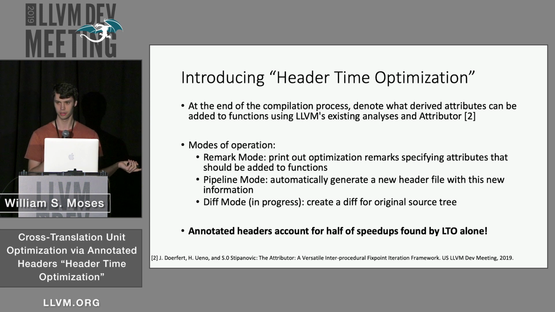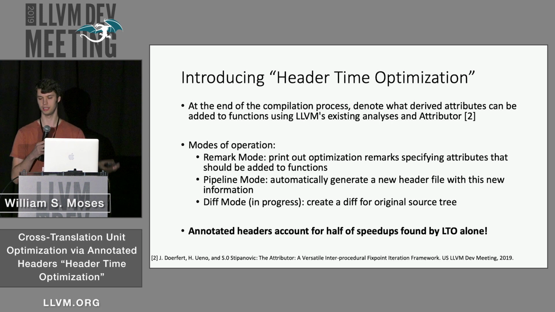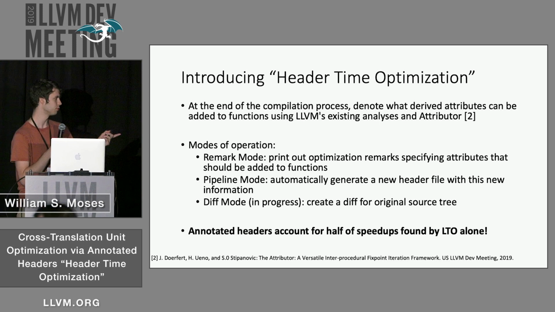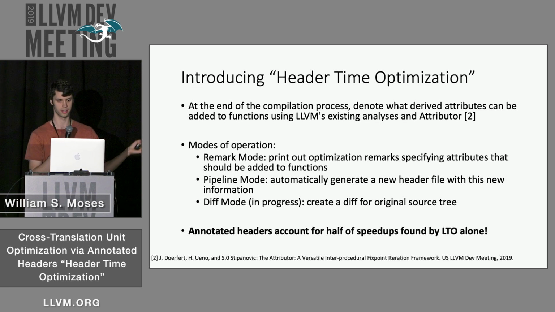The first one is remark mode, in which we'll just print out an optimization remark for any new attributes that we learned, so then the programmer can go and say, you know, this function actually was read-only, let's go mark it as read-only. The second is pipeline mode, in which we will generate you a new header for your program, and then you can just include this header, and then you'll get all of the speedups. And a third mode is a diff mode, which will provide you a diff to go apply to your original source tree.